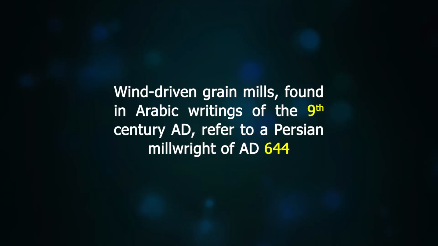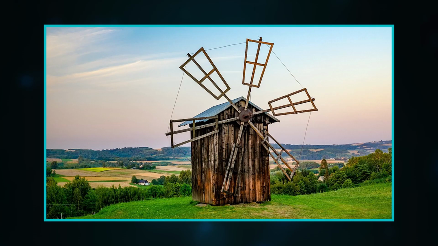Like watermills, windmills were among the original prime movers that replaced animal muscle as a source of energy. They were used for centuries in various parts of the world, converting the energy of the wind into mechanical energy for grinding grain, pumping water, and draining lowland areas. The earliest known references to wind-driven grain mills, found in Arabic writings of the 9th century AD, refer to a Persian millwright of AD 644, although windmills may have been used earlier.